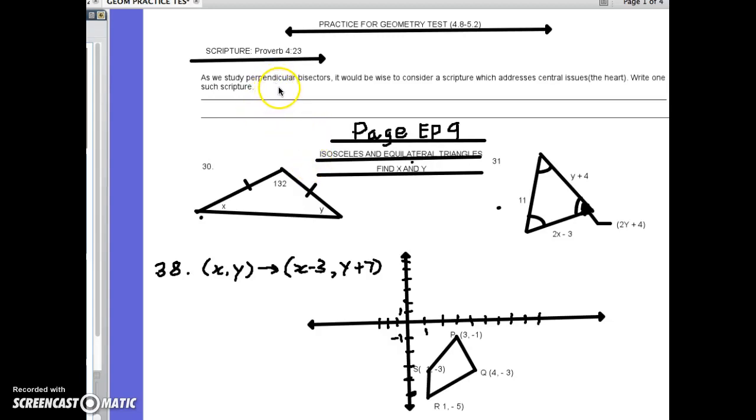This is a practice for your geometry test coming up either Friday or Thursday, actually tomorrow of this week. So I hope you get an opportunity to look at this. Some of you will need it, I'm sure, more than others.